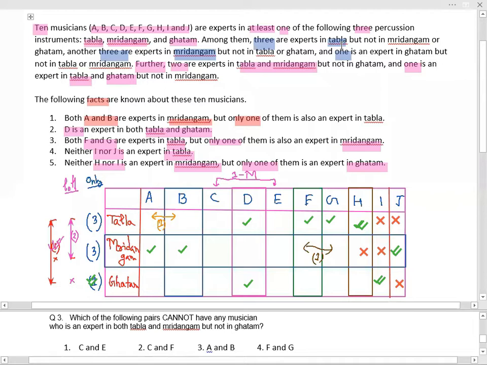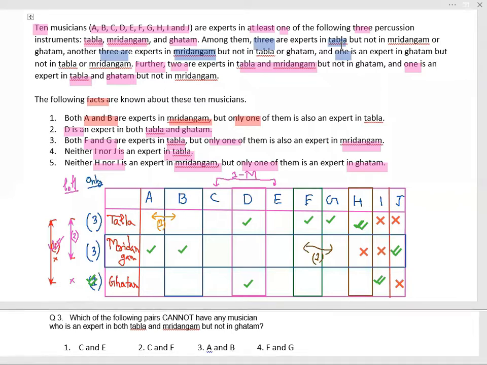Now you can see the third question, where it says: which of the following pairs, there are four pairs given, cannot have any musician who is an expert in both tabla and mridangam, but not in gatham. First option, C and E. With C and E, one will be in tabla, one will be in mridangam, but no one in a pair satisfies the condition. So my answer for this question is 1.